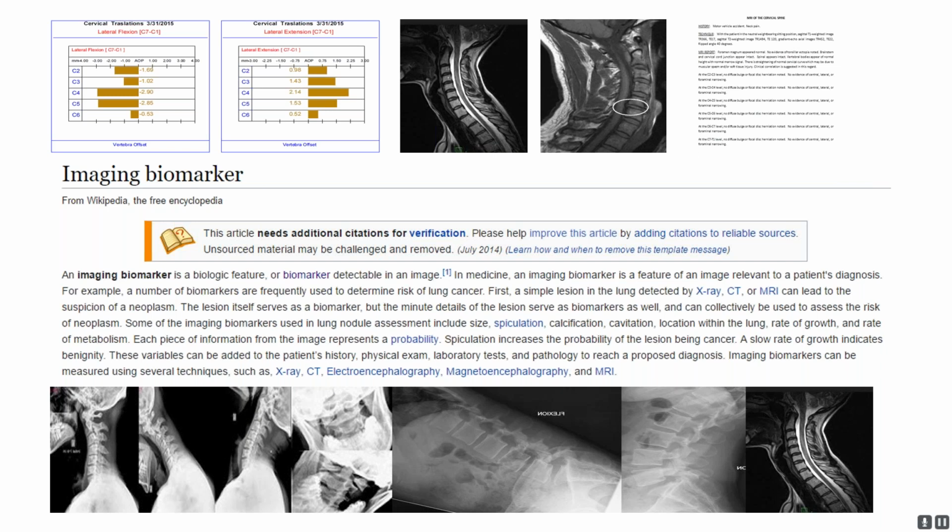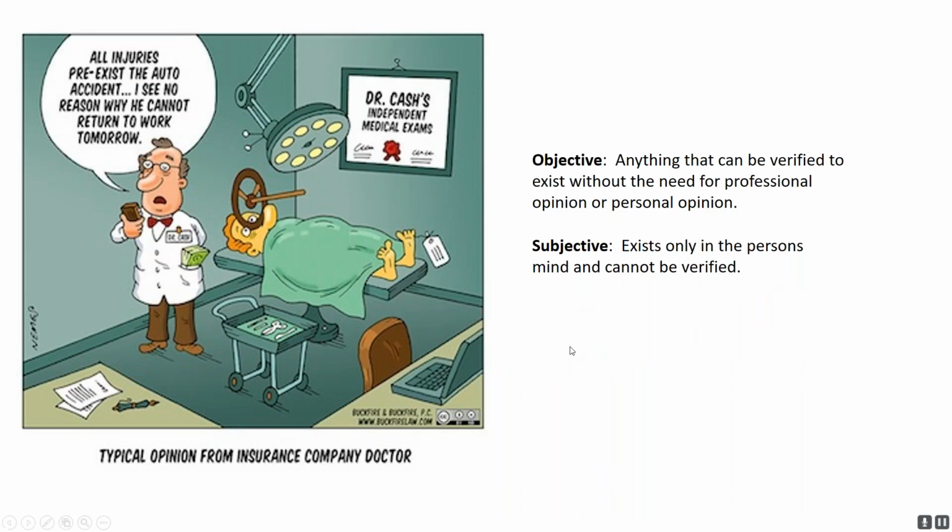Anybody that tries to make this more complicated at this point is just making it more complicated. So the nice thing about imaging biomarkers is what? They're objective. Now, objective means anything that can be verified. What does subjective mean? It means anything that can't be verified and only exists within the examiner or the patient's mind. Right? So an opinion cannot be verified for accuracy. It simply can't. That's why we don't want to deal with opinions anymore. We want to deal with objective biomarkers.